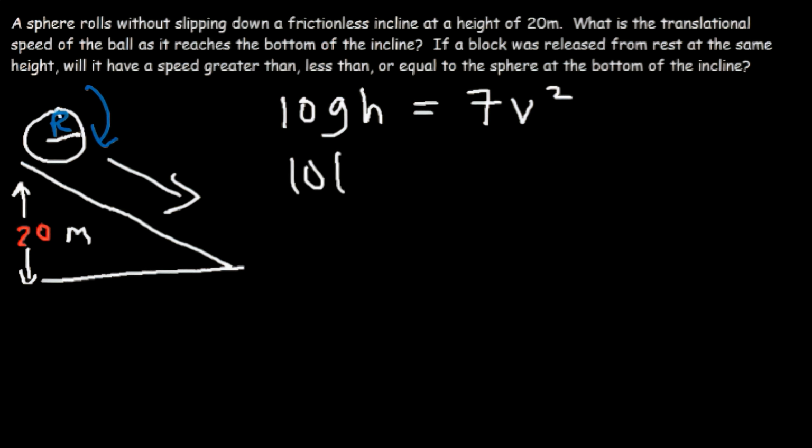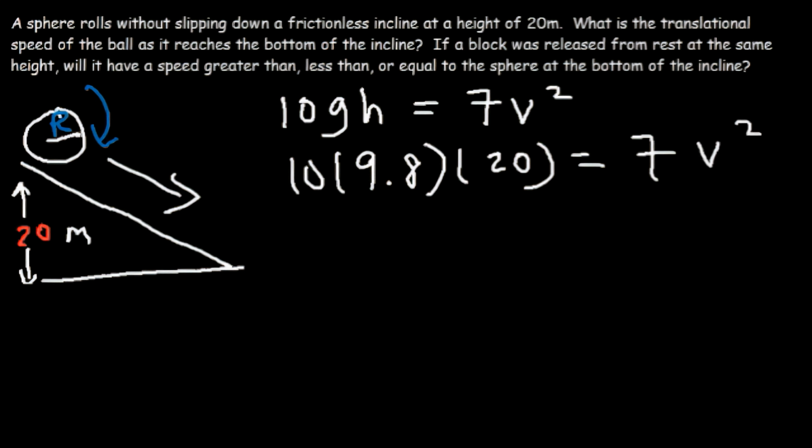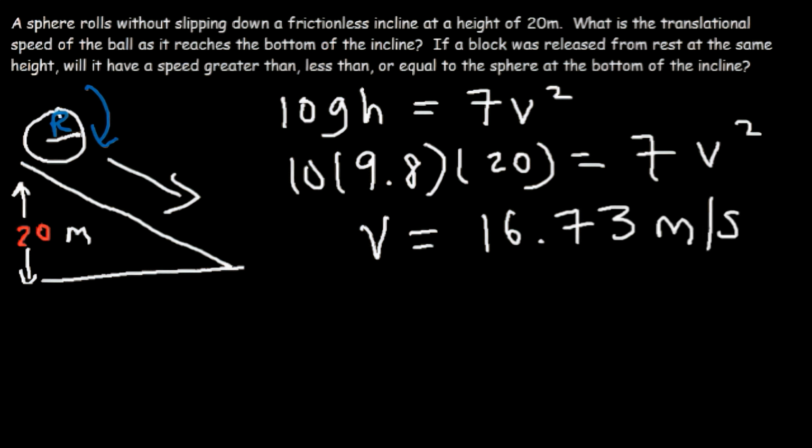So it's 10 times gravitational acceleration of 9.8. The height is 20. And let's solve for v. 10 times 20 is 200 times 9.8. That's 1960. And then let's divide both sides by 7. So we'll get 280. And then if we take the square root of 280, the speed of the sphere is going to be 16.73 meters per second. So let's keep that number in mind.